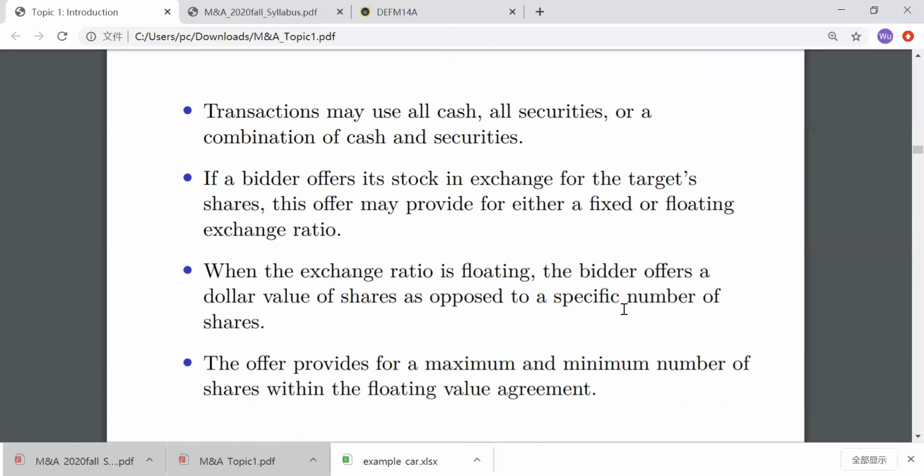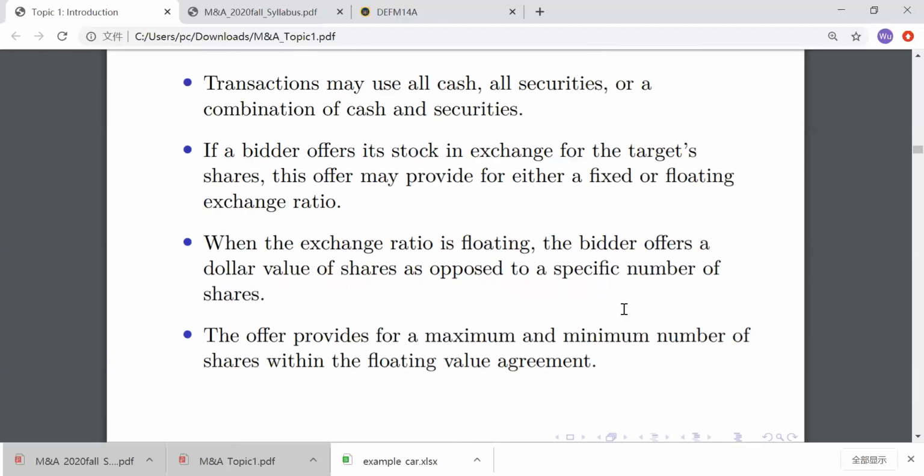So let's say I use 1 million. We don't agree on the specific number of shares, because from the time the deal is announced until the time the deal is completed, the stock price is changing every day. That's why the number of shares might be changing. So we only agree on the value of the shares, but we don't agree on the number of shares. And then this offer provides for a maximum and minimum number of shares within the floating value agreement, right?